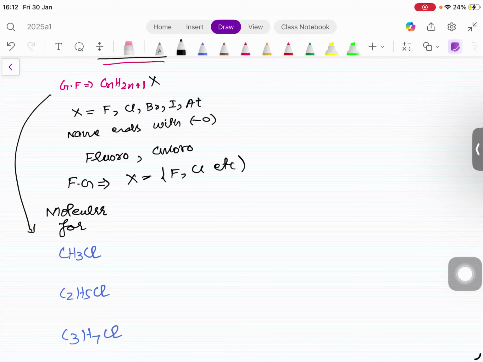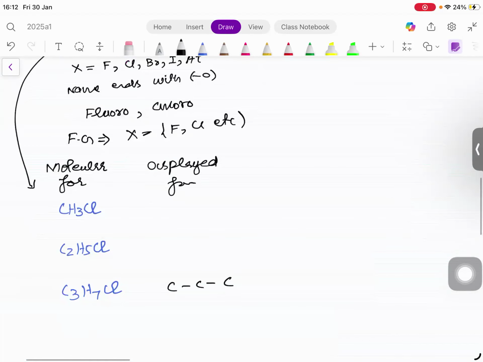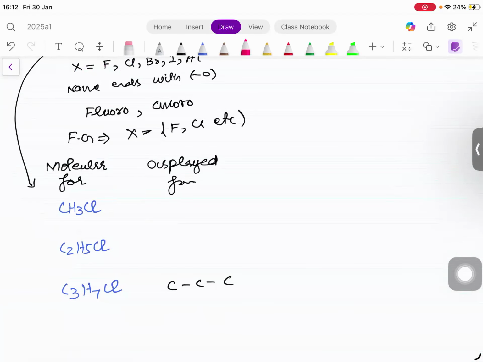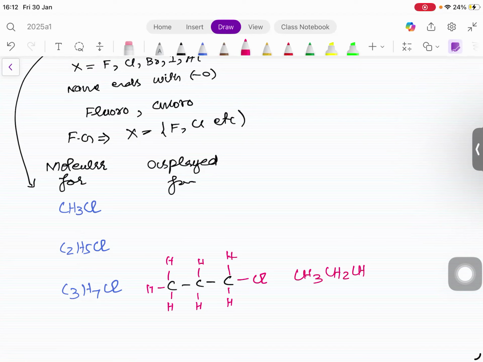Now, if I have to draw the displayed formula, what do I have to do? How many carbons in the chain? Three. I can put Cl anywhere, at carbon 1, 2, or 3. At this moment, I'm going to put it here, and then I have to fill up the hydrogen. Displayed formula steps are the same: make the long carbon chain, put in the functional group, and then fill up the hydrogen. You will have the displayed formula for that organic compound. The rest is the same again: CH3, CH2, CH2, and then Cl.